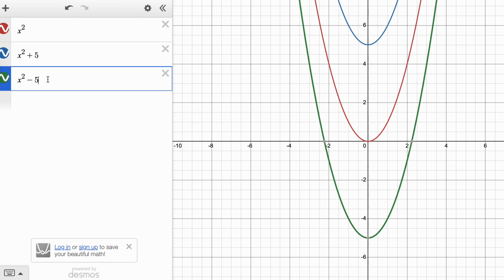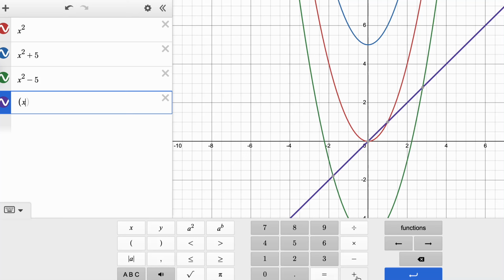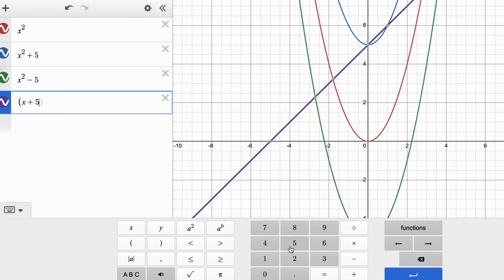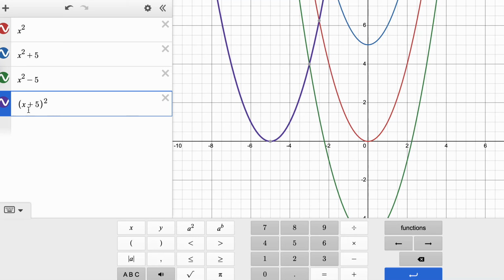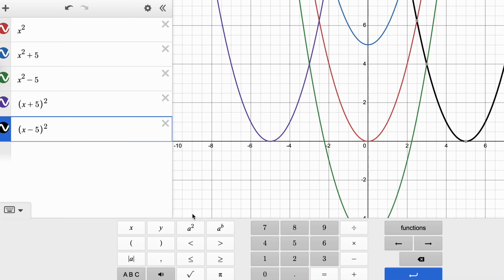Now let's do another one. Now I will press enter, a new column will come. Now you have to put parenthesis and then x and then plus 5, close the parenthesis, put squared. See, when I am doing x plus 5 whole squared, it is moving towards left. Then press enter. We will see it one by one. Bracket x minus 5, bracket closed, squared. So it has moved right.